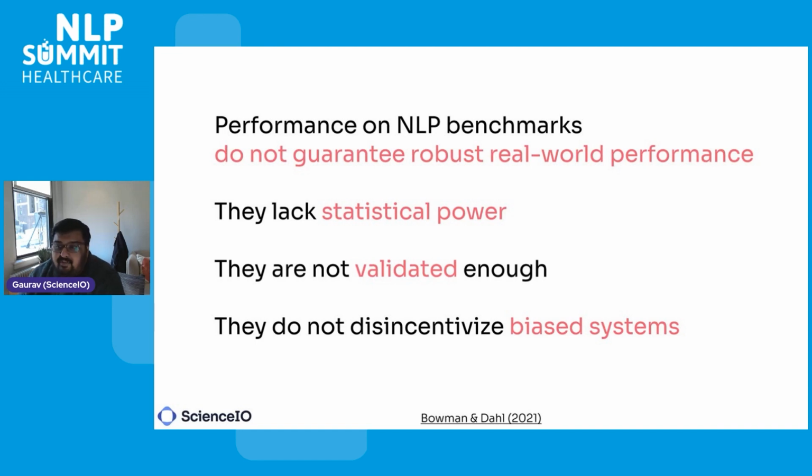Thirdly, the tests need more validation. Benchmarks can have erroneous data, they can have ambiguous examples, and those need to be handled. And finally, and this is where bias comes back into the conversation, benchmarks do not disincentivize biased systems. So what Bowman and Dahl essentially said is they recommend the use of auxiliary bias evaluation metrics to test model biases, in addition to performance on the tests that are created. So let's look at a couple of their critiques.